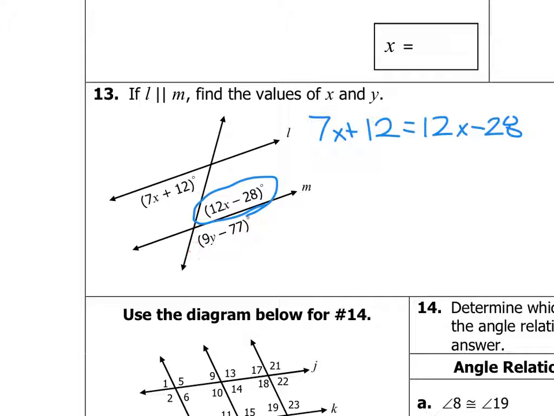Then, notice these two are side by side. That's called a linear pair, which means they equal 180 degrees. So you're going to take the 9y, that's supposed to be a y, minus 77 plus whatever you got for the other angle and set them equal to 180 and solve for y.